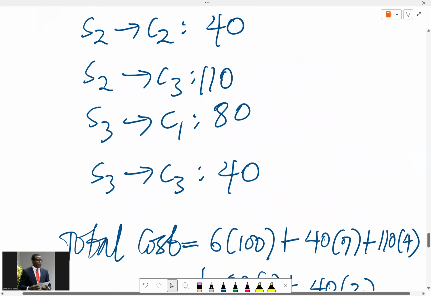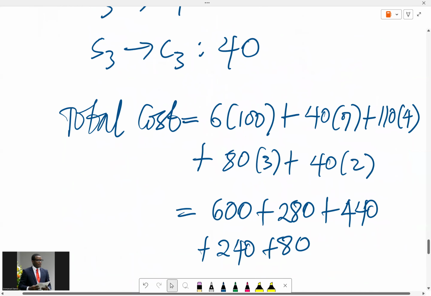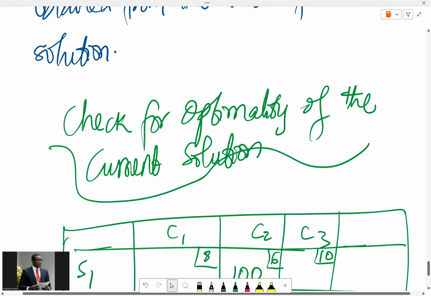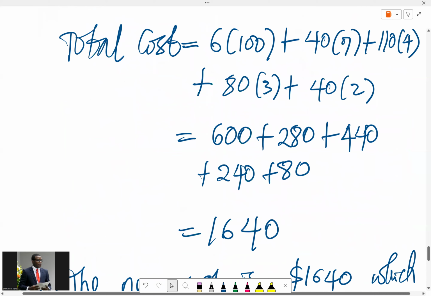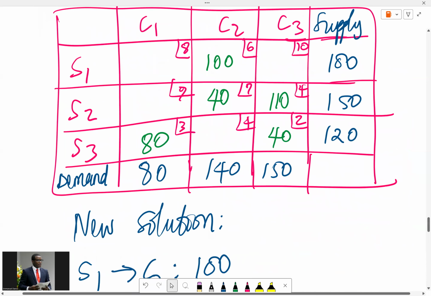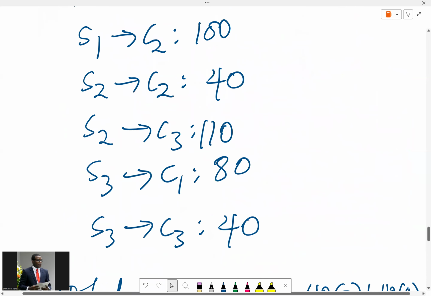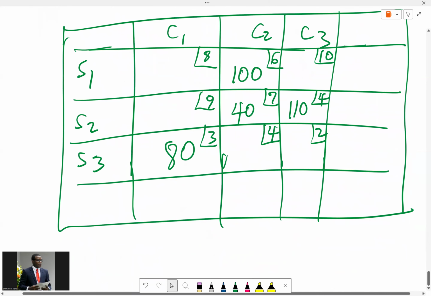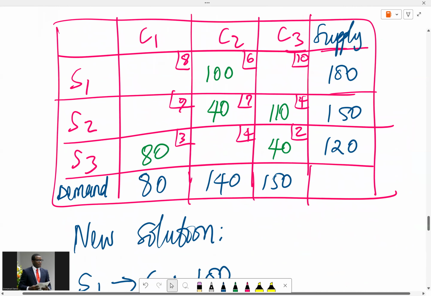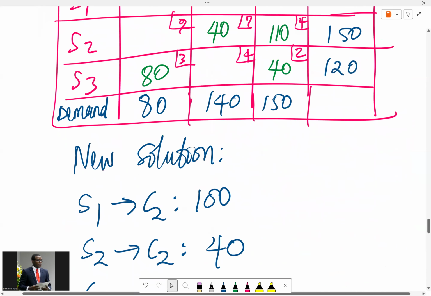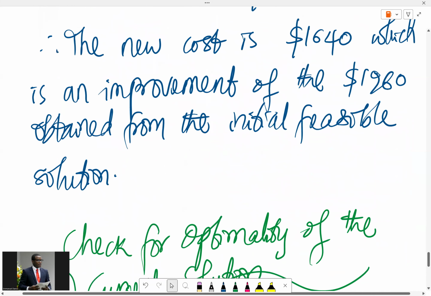S3 to C1 is 80. Then S3 to C3 is 40, right? That's the last one. Okay, yeah. 100, 40, 110, 40, 80.